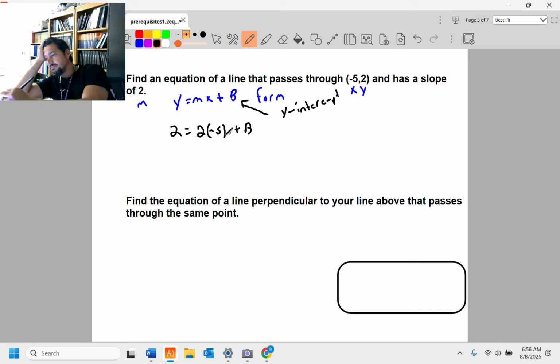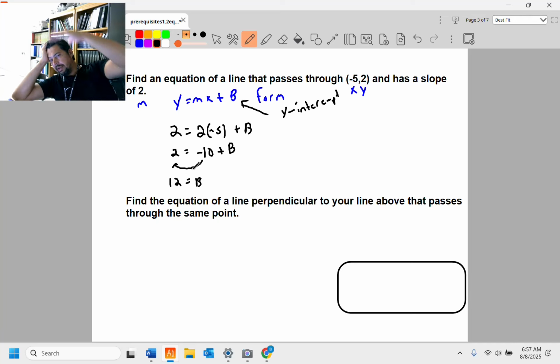So 2 times negative 5 is a negative 10. And the opposite of being negative is addition. So we're going to add 10 to both sides. And that'll give us 12. So my y-intercept happens on the y-axis 12 units in the sky. And my equation is now y equals, follow mx plus b, 2x plus 12.